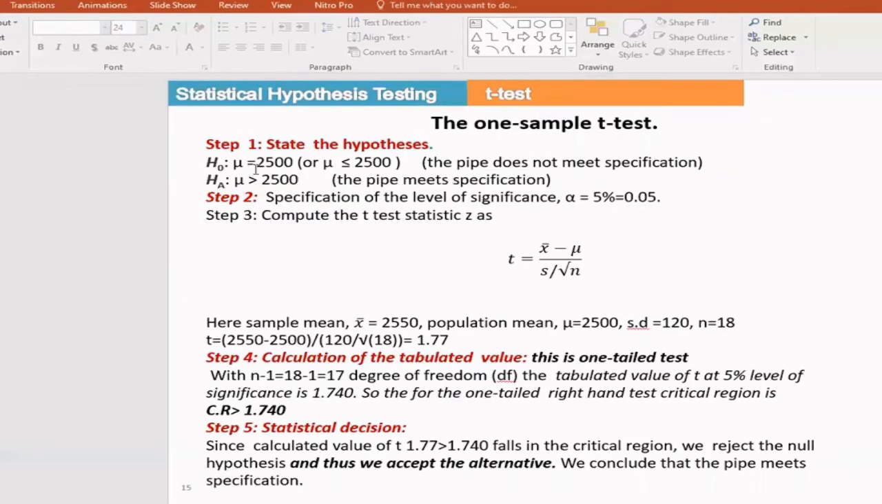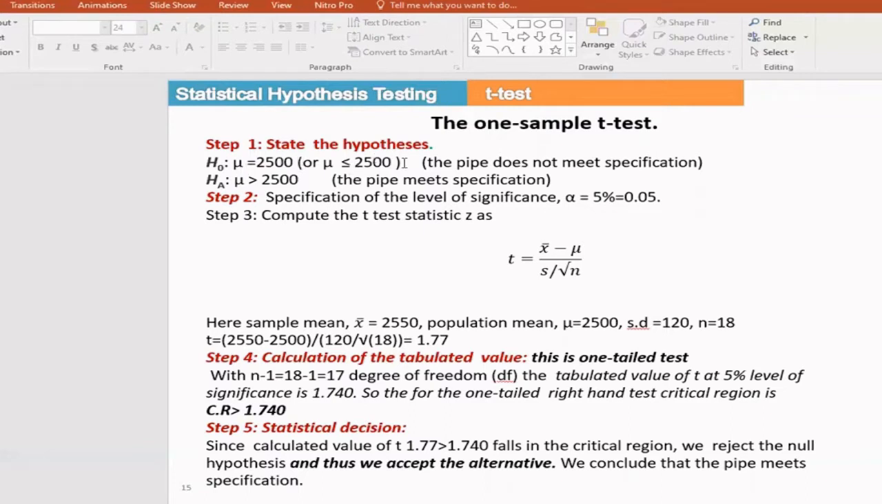So how can you formulate the test? First of all, you can say that it is not more than, it is less than, or you can say equal. Okay, both are right. You can say equal to 2,500, or you can say less than or equal to 2,500. So if you write either, both are right.